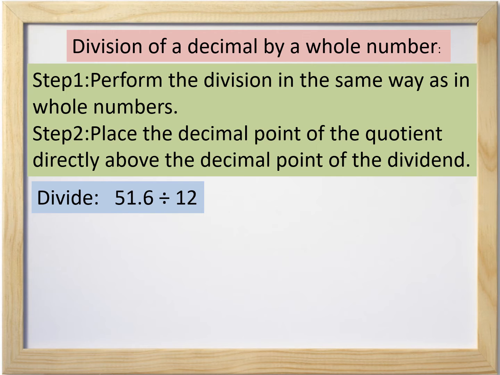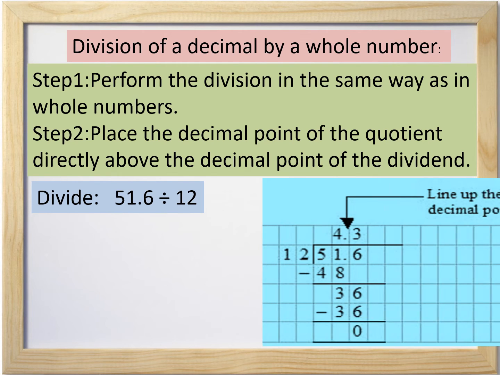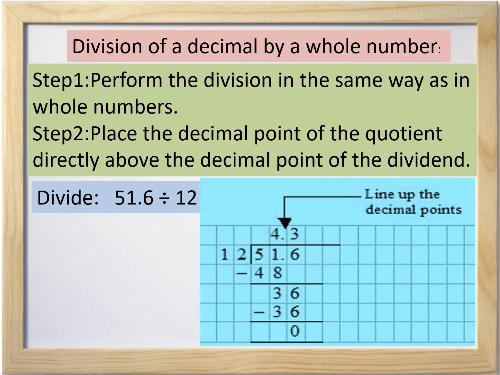51.6 divided by 12, and then we will do the division just like whole numbers. So 51.6 is the dividend, 12 is the divisor. First 12 will go in 51 4 times. 12 fours are 48. 51 minus 48 is equal to 3. Children, 4 will be the quotient when we divide 51 by 12.